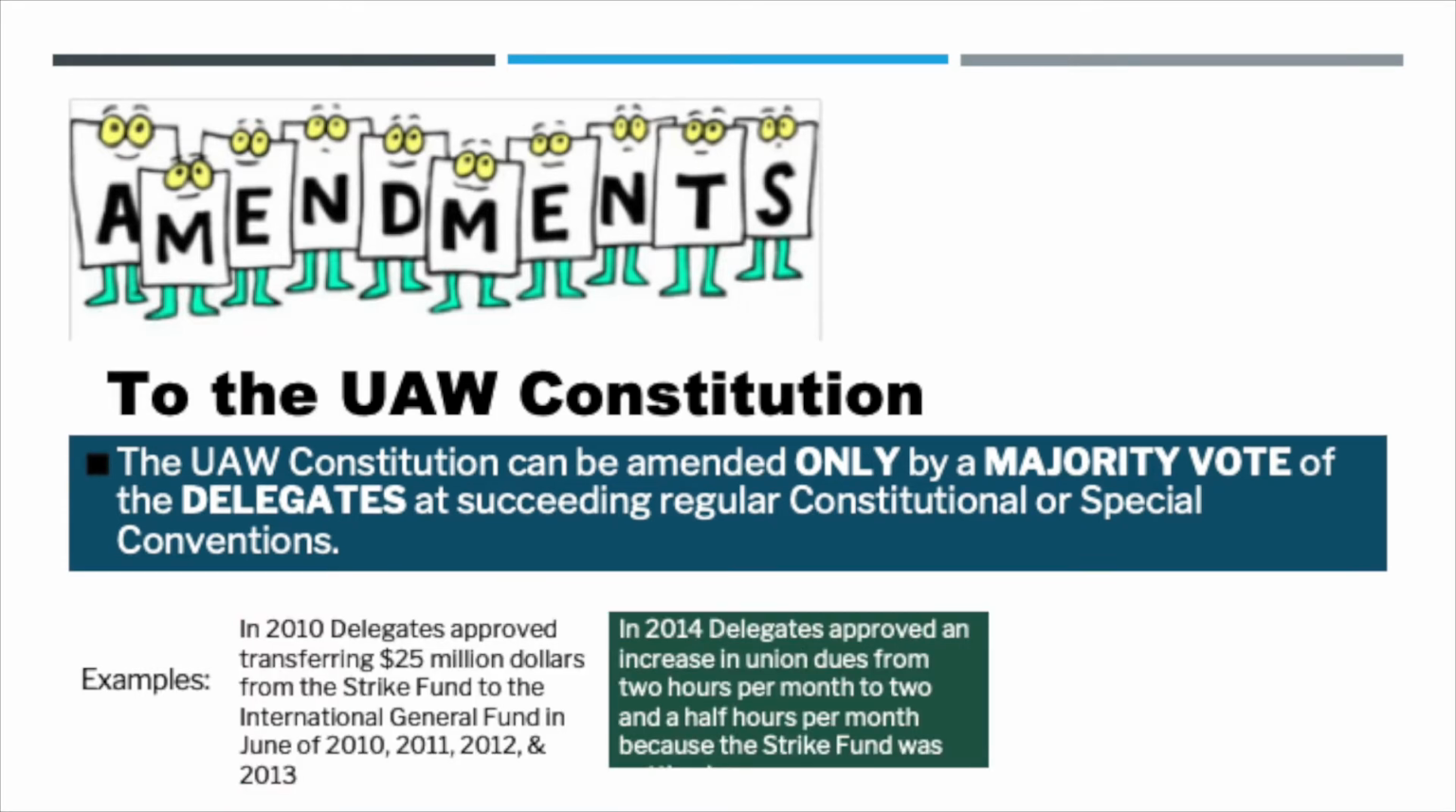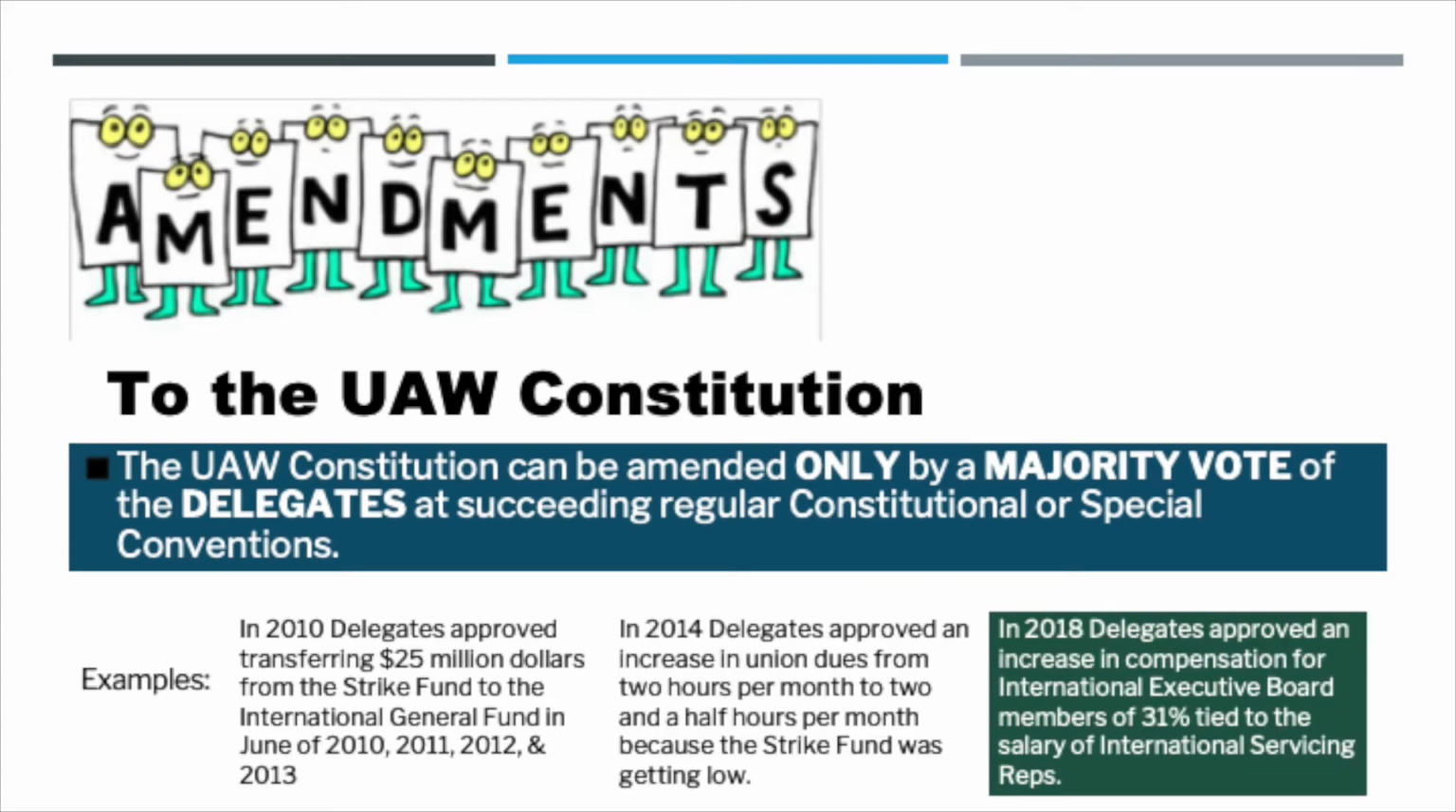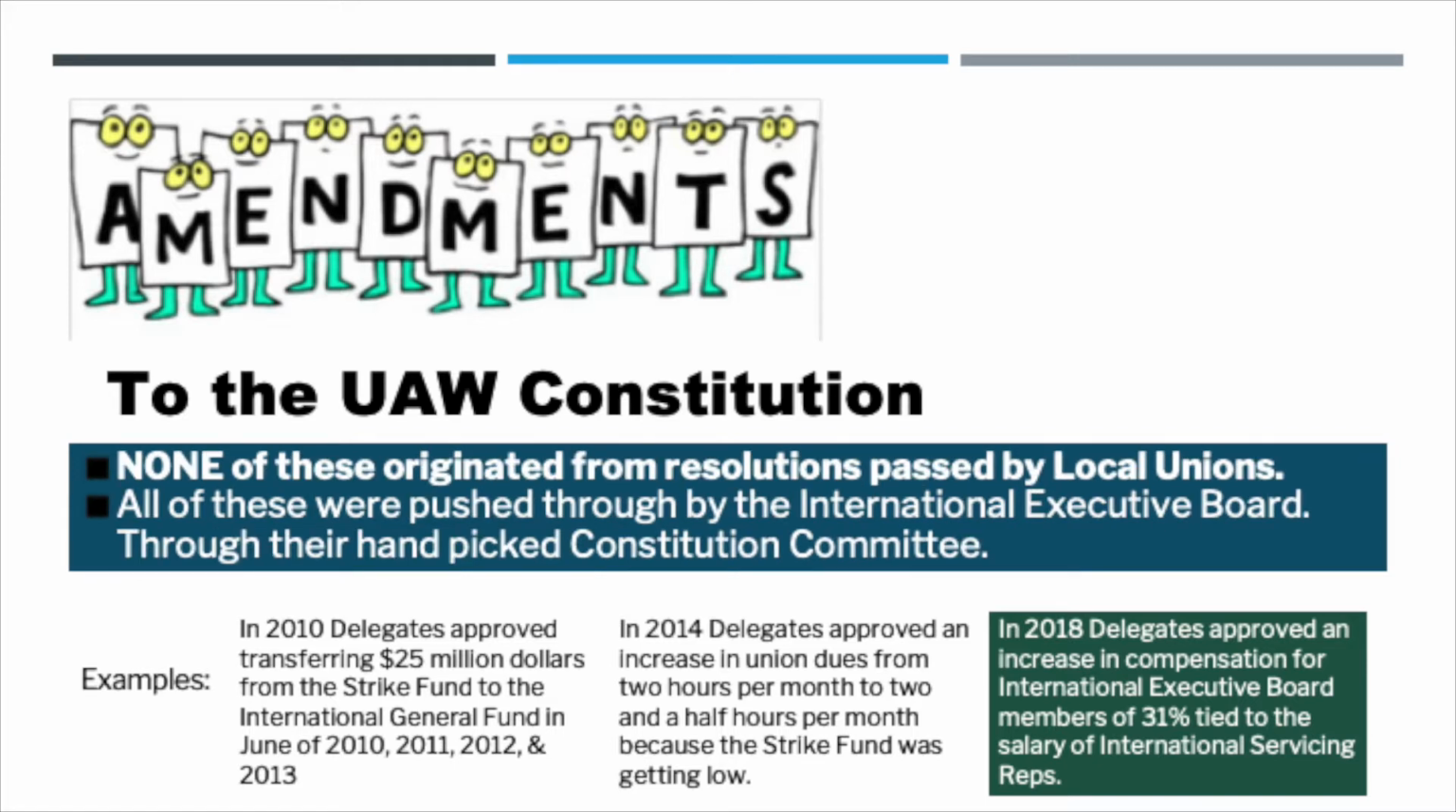At the 2014 Constitutional Convention, delegates approved an increase in union dues from 2 hours per month to 2.5 hours per month because the strike fund was getting low. Obviously, those transfers out of the strike fund into the general fund had a lot to do with why the strike fund was getting low. In 2018, delegates approved an increase in compensation for International Executive Board members of 31%, tied to the salaries of international servicing reps. Now, as you can imagine, none of these resolutions or amendments to the Constitution were passed by local unions. These were all pushed through by the International Executive Board through their handpicked Constitution Committee.